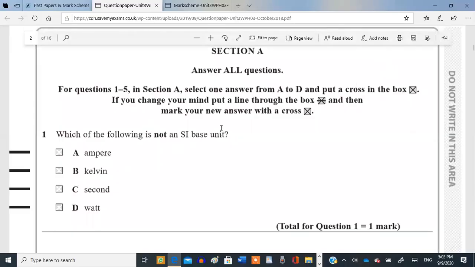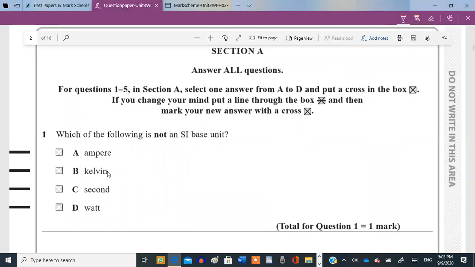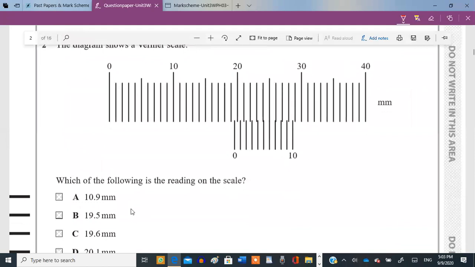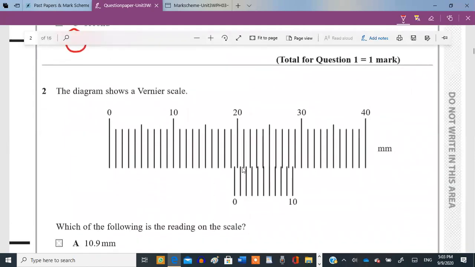Which of the following is not an SI base unit? Ampere is an SI base unit. Kelvin is an SI base unit. Second is a base unit, but watt is not a base unit. A diagram shows a vernier scale. Which of the following is the reading of the scale?